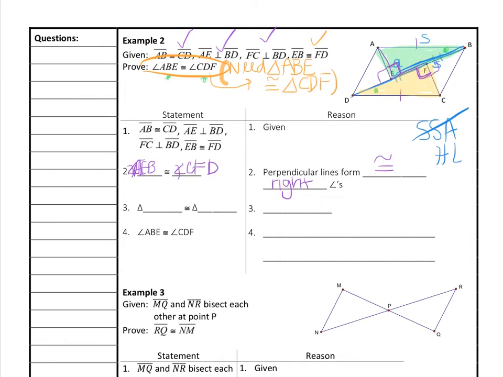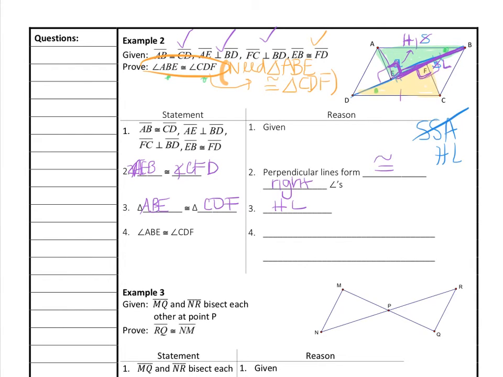So if my right angle is here, you can see me outlining it there, and I look across from it, this is not an S anymore, but it's my hypotenuse, the biggest side. And this piece here, BE, is not an S anymore, but it's a leg, because it helps form the right angle. So yes, we have HL, so yes, we can prove the triangles congruent in step 3. Triangle ABE is congruent to triangle CDF because of HL.